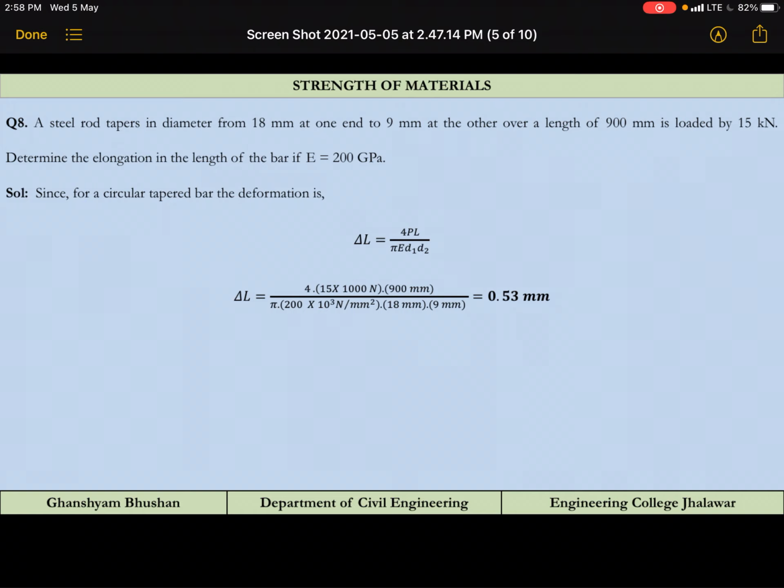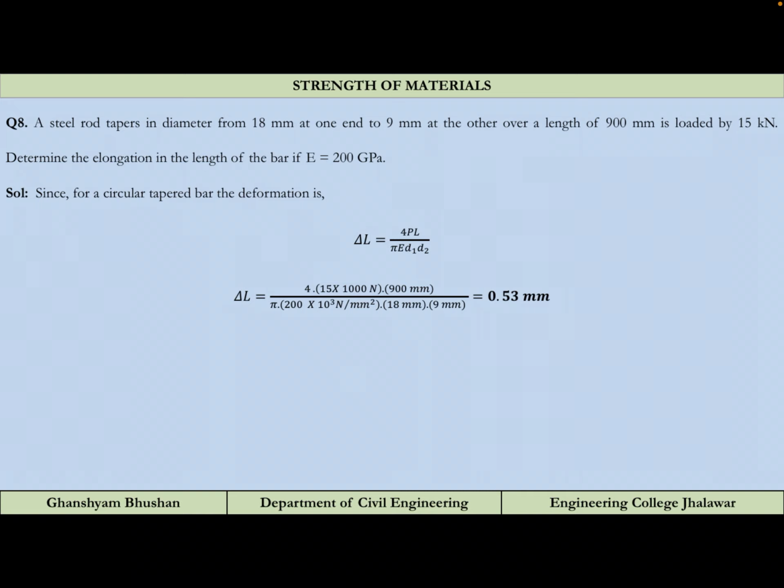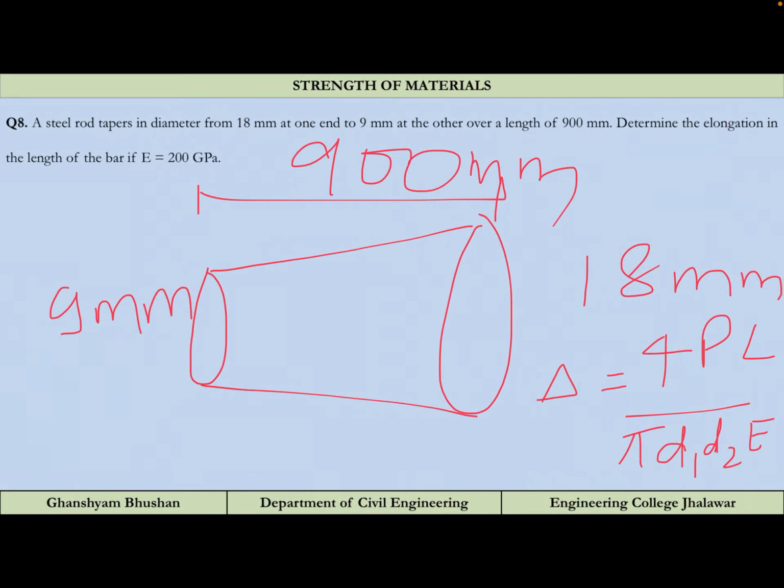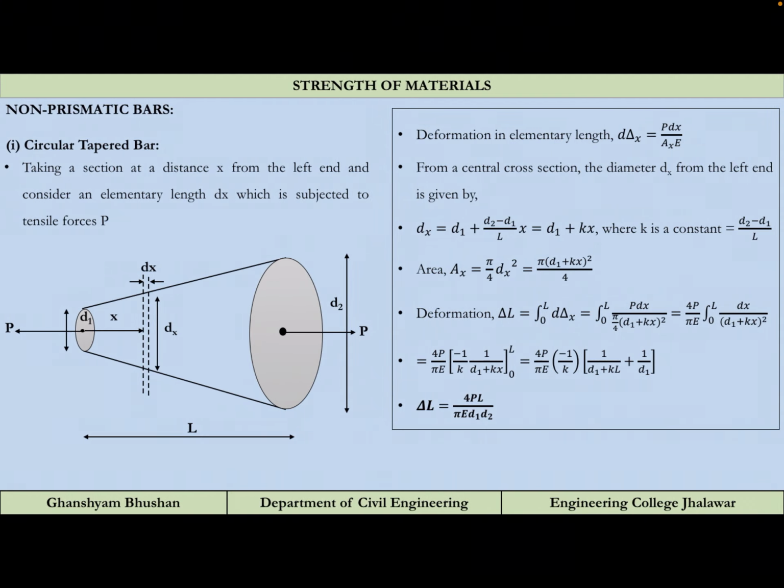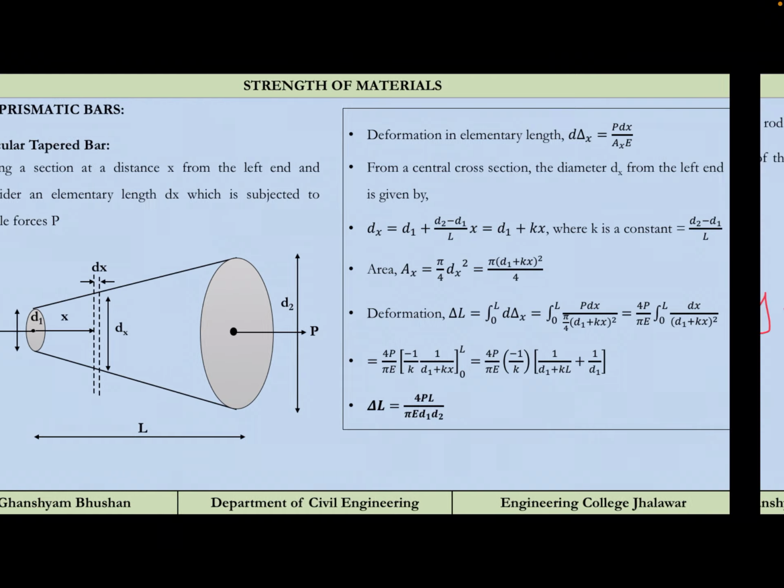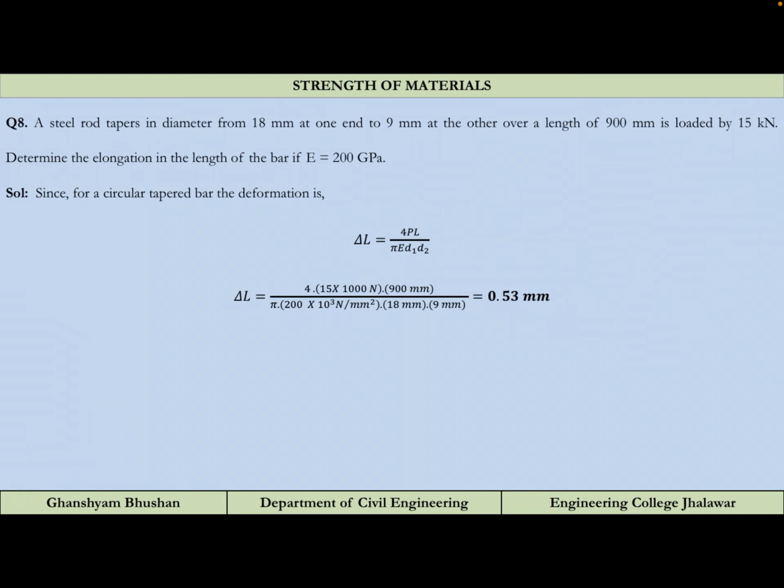In the exam, if you get this for 4 marks or a smaller number of marks, then directly use the formula delta L equal to 4PL upon pi E d1 d2. But if this question comes for 10 marks or 15 marks, then you have to derive this equation by taking a small elemental strip, then put all the values and you will get delta L. If for 15 marks you do only this single calculation, you will not get full marks, only 2 or 3 marks. So please be careful with this type of problem. This type of problem comes in your examination every alternate year or every 2 years.